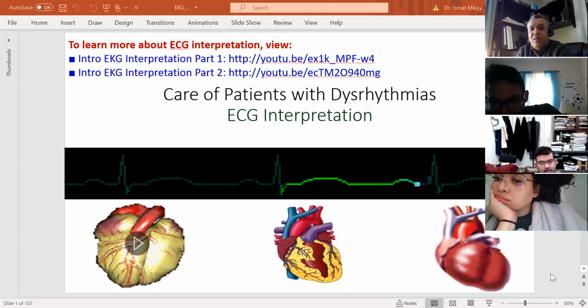Yeah. But now we are going to do the foundations and the basis and the anatomy and physiology and pathophysiology and how these dysrhythmias occur and develop.